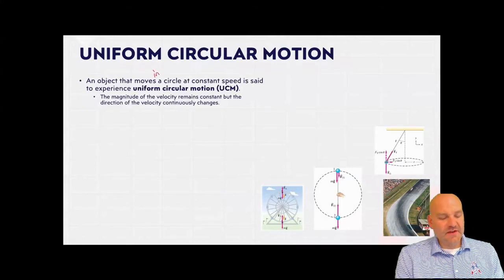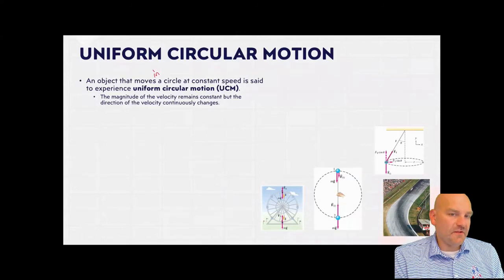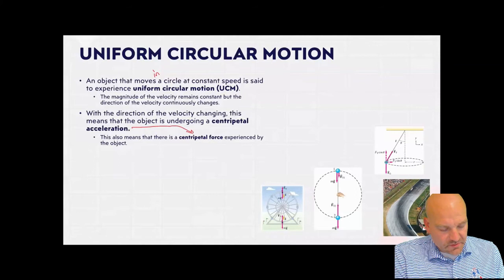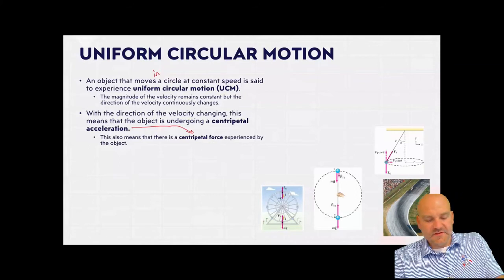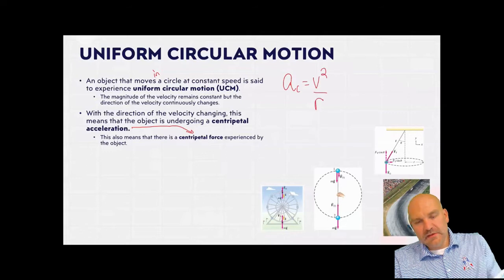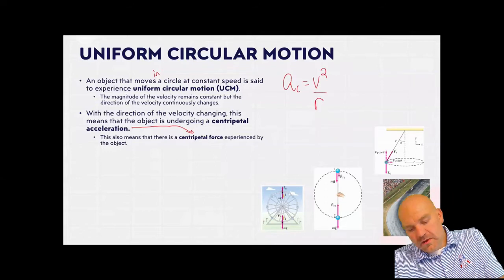So in a circle at constant speed, it experiences uniform circular motion, or UCM, where the magnitude of velocity will remain the same, but the direction is going to be continuously changing. With the direction of velocity changing, there's obviously an acceleration, and we call that centripetal acceleration, which means if there is a centripetal acceleration, there is a force. And how do we calculate that? Well, it's going to be a sub C equals v squared over r.